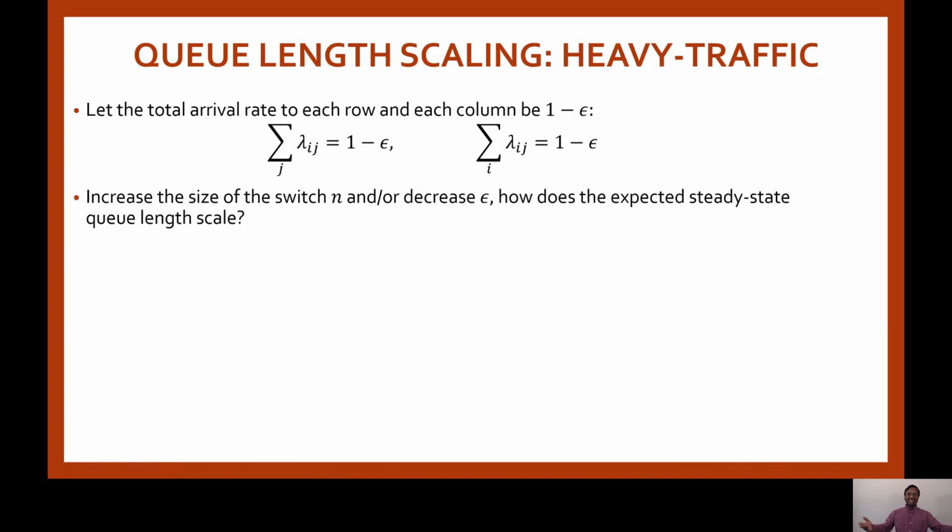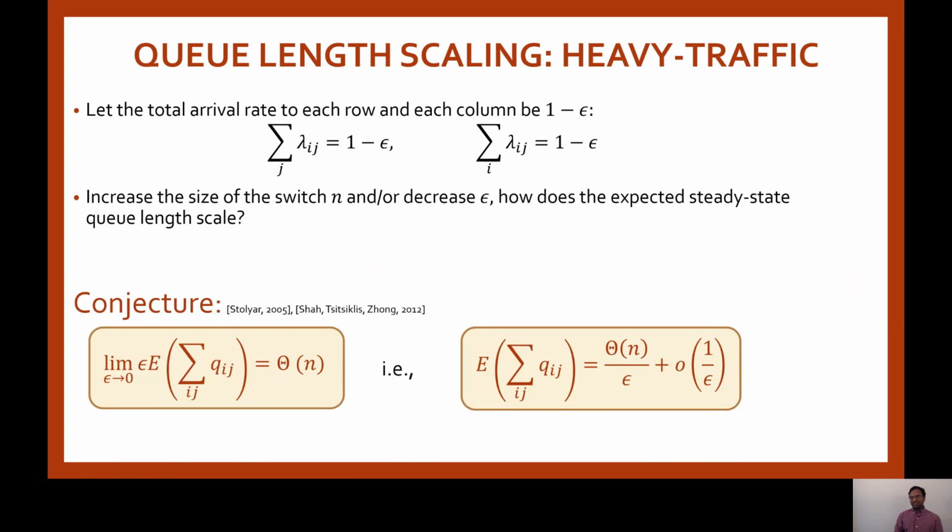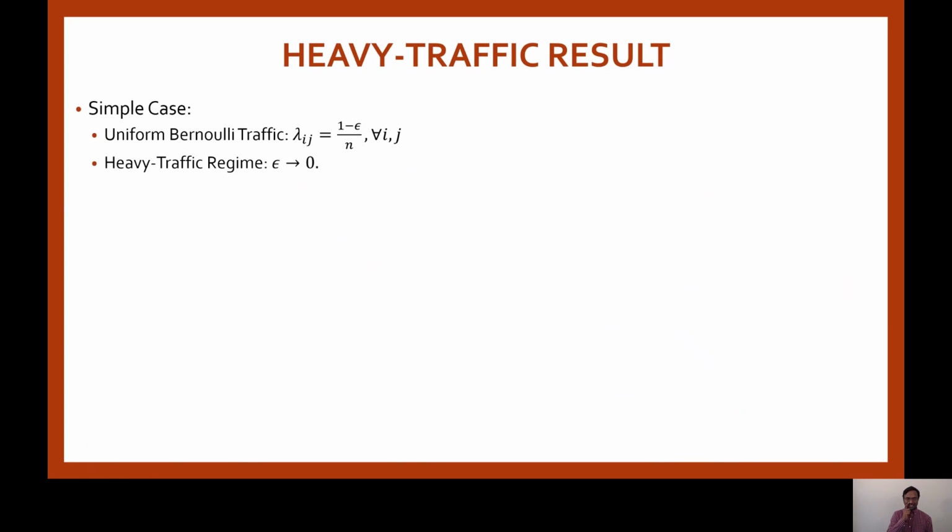And we are interested in the delay. How does the heavy traffic delay scale with the size of the switch n? It was conjectured long ago that if I look at the sum of the queue lengths and multiply by epsilon and take the limit, the answer is order n. Remember, when I used the Q norm squared as the Lyapunov function, I got order n squared. So that was loose. So the conjecture was that this is order n. Or to understand better, the sum of the queue lengths in heavy traffic is of the order n over epsilon plus some little-o of 1 over epsilon terms. We essentially proved this conjecture a few years ago, and I'll state the result now.